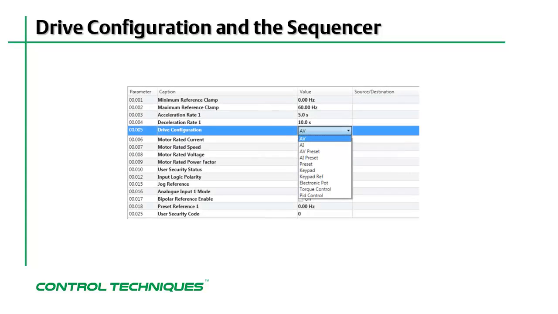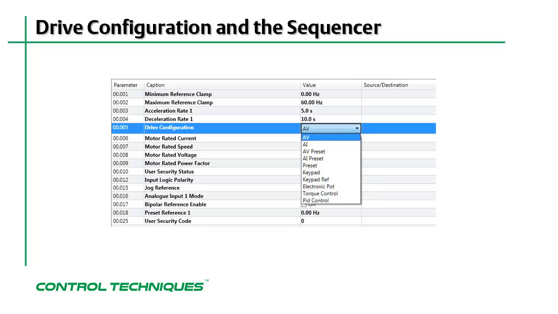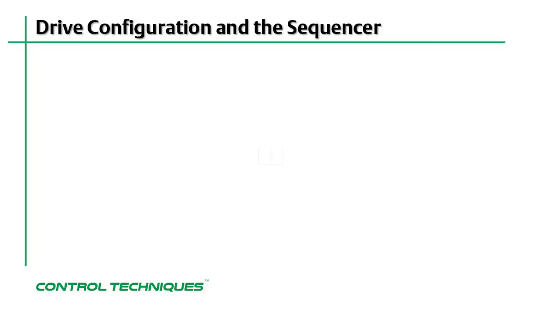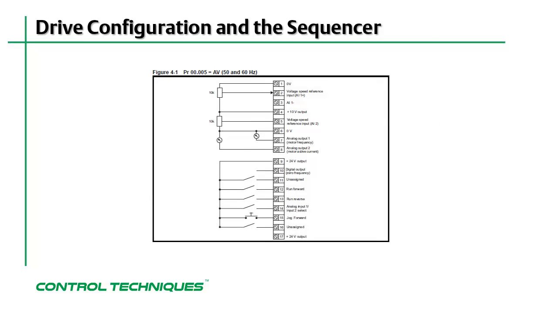Here's a screenshot showing the options for Menu 0, parameter 5, drive configuration. The default setting for the US is AV. That means the drive is configured to receive its speed reference from an analog voltage source, such as a potentiometer. The diagram is taken from the Unidrive M400 Quick Start Guide that is shipped in the box along with every drive. It shows how the control terminal should be wired to operate the drive using the default setting of AV for Menu 0, parameter 5.